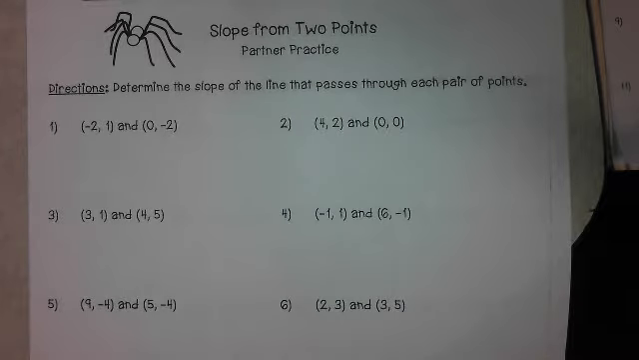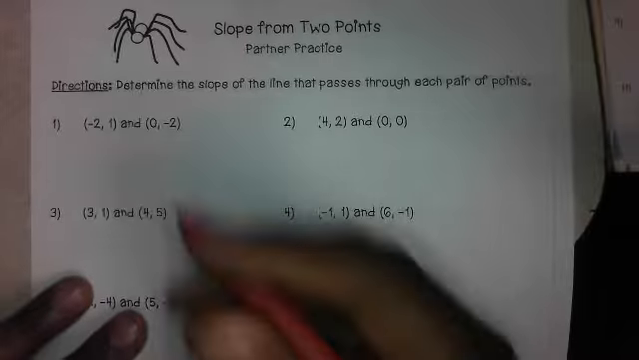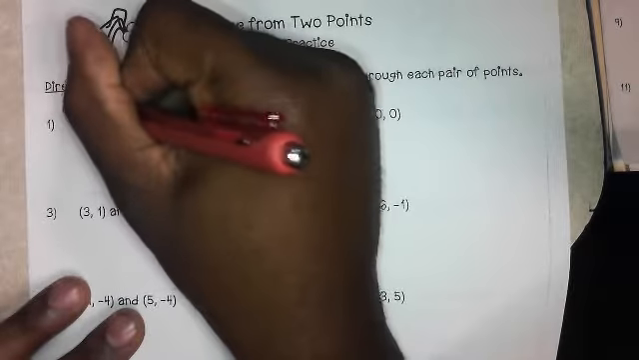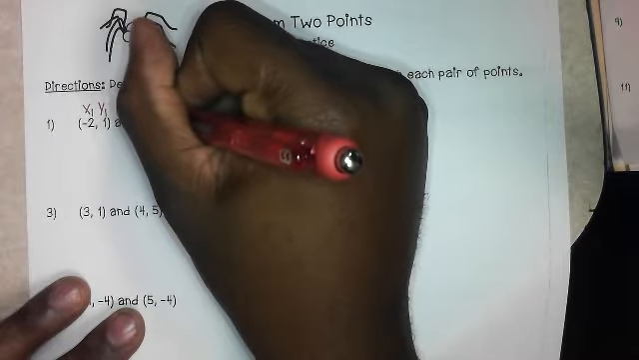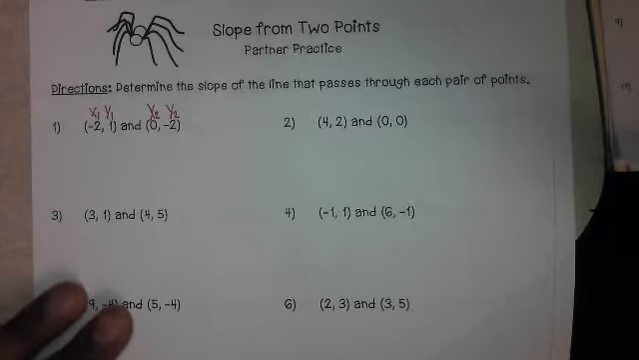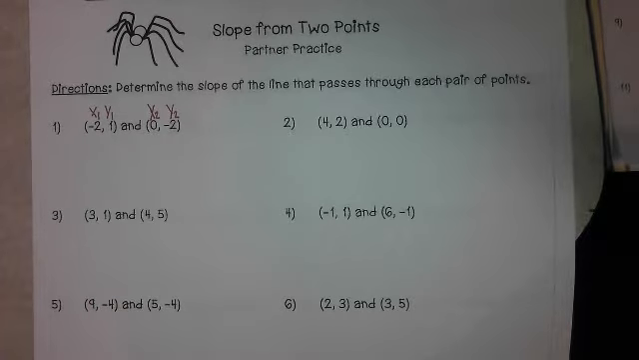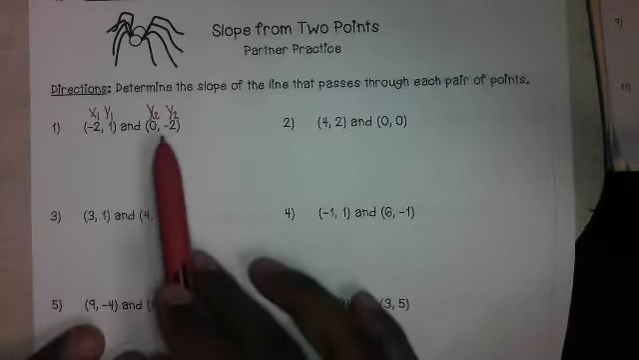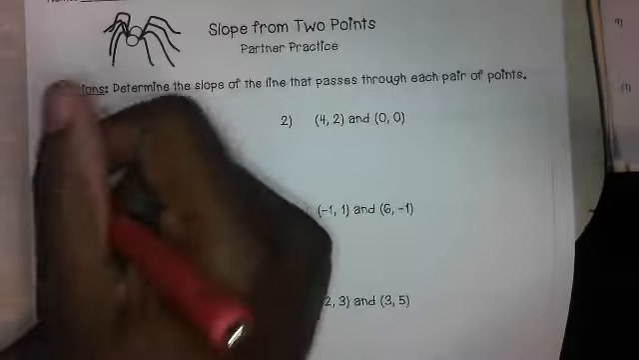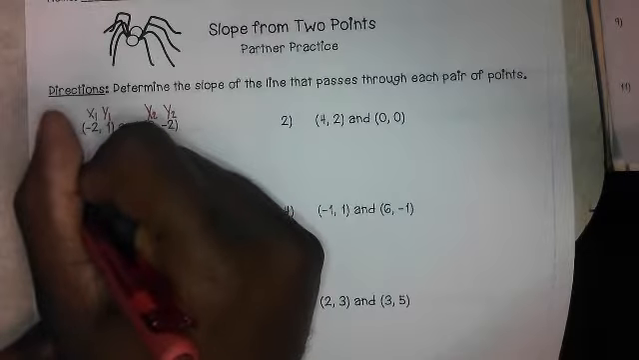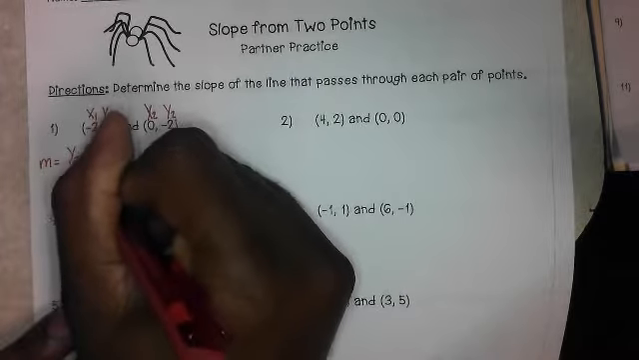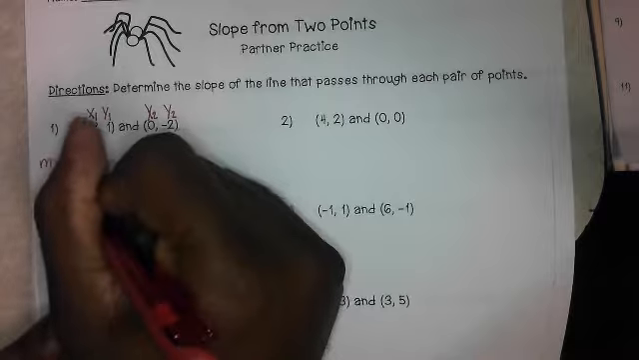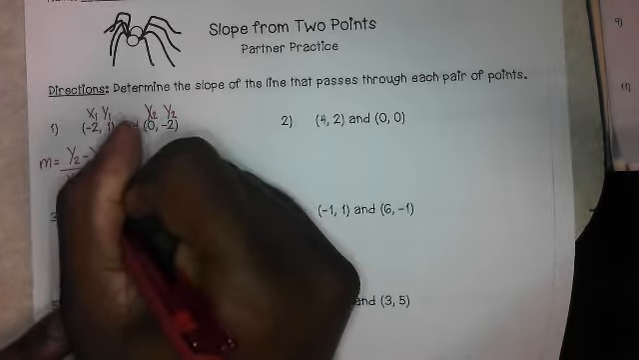The first thing we need to make sure to do is to label our 2 points with x1, y1, and x2, y2. Okay, x1, y1, x2, y2. Because we put these particular points into the slope formula, which is m equals y2 minus y1 over x2 minus x1.